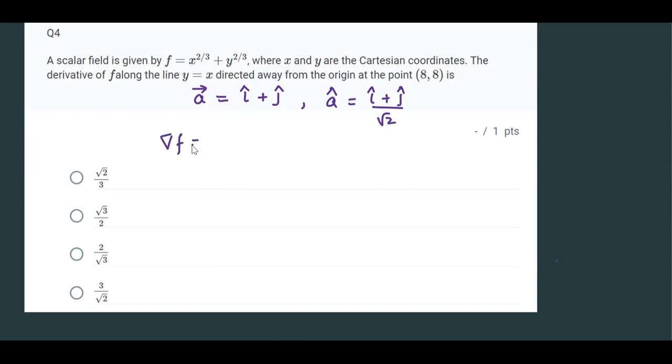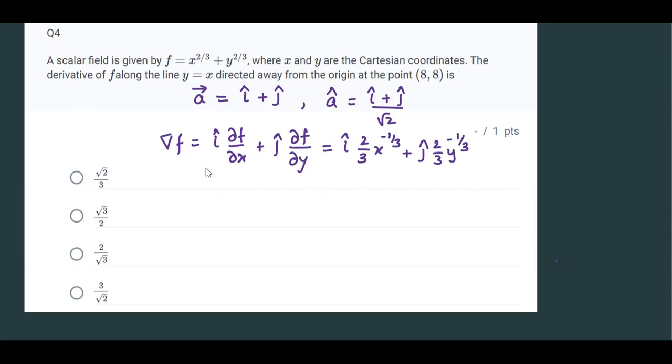Now del f is i dou f by dou x plus j dou f by dou y. This is i times the partial derivative of f. f is x to the power 2 by 3 plus y to the power 2 by 3. So 2 by 3 x to the power 2 by 3 minus 1, that is minus 1 by 3, plus j cap times 2 by 3 times y to the power minus 1 by 3.